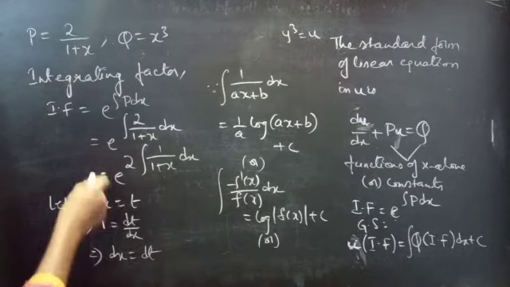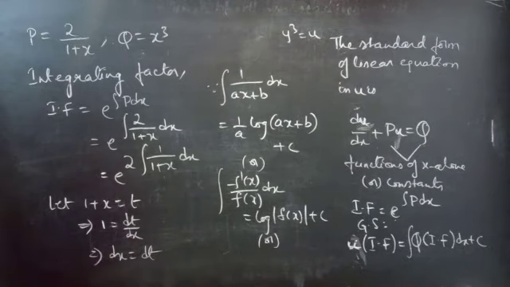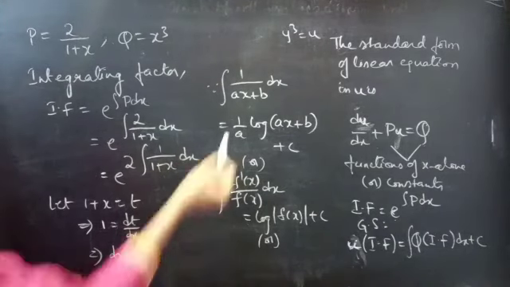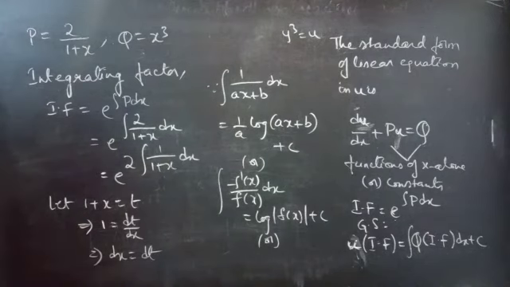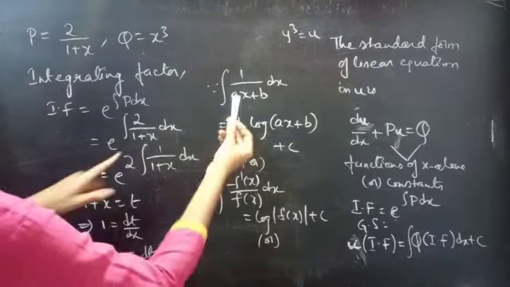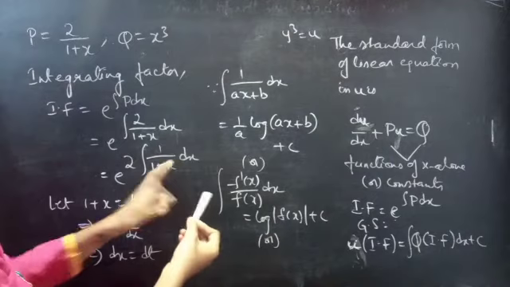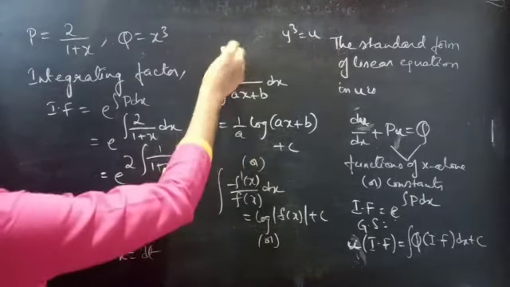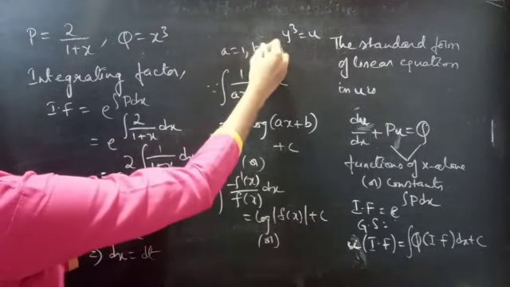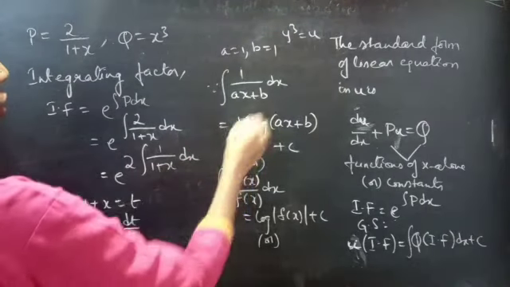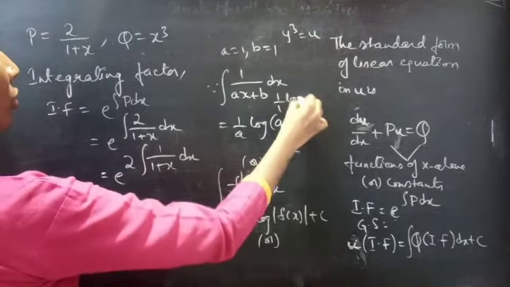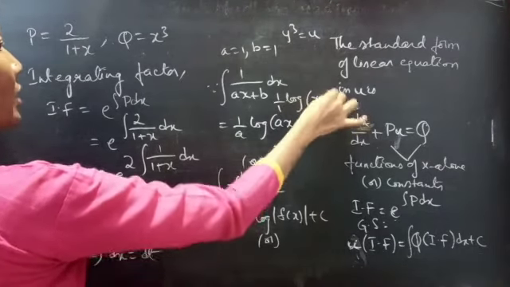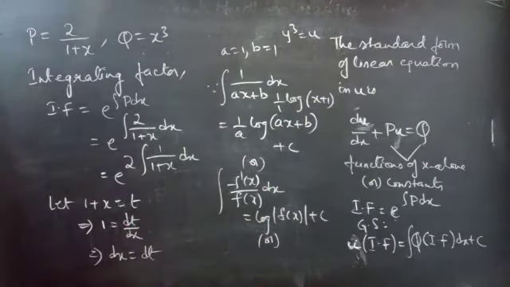You can use any of these three formulae, or you can choose the substitution method. Just compare the integrand with this integrand, and for a equals 1, b equals 1, you'll get 1 by 1 log x plus 1, simply log x plus 1.